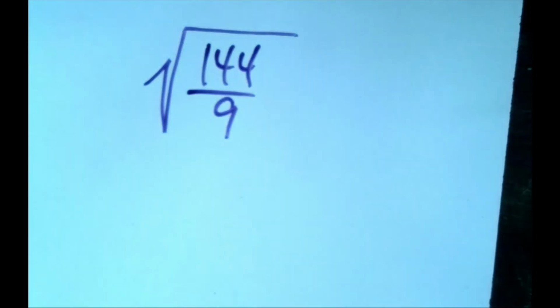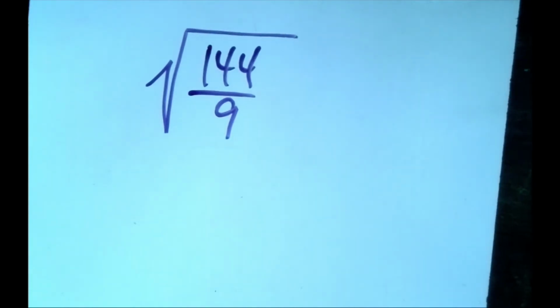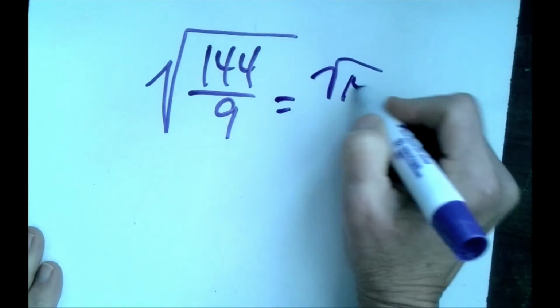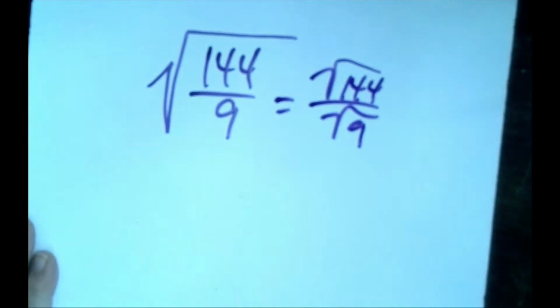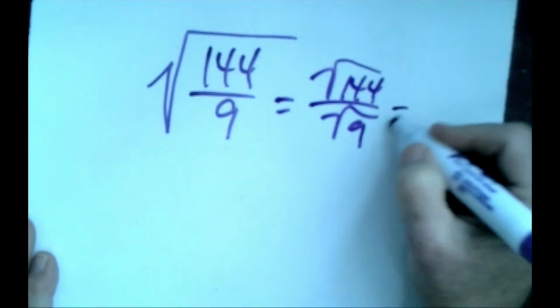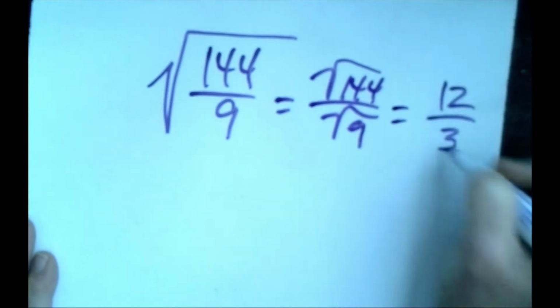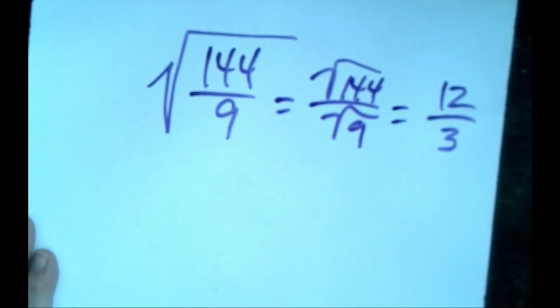Let's look at this expression. So we have the square root of 144 divided by 9. Now right away you probably recognize that both 144 and 9 are perfect squares. So we could simplify this by separating out the numerator and the denominator, and then finding the square root of each. So we would find the square root of 144 is 12, square root of 9 is 3, and now we have 12 divided by 3, which would give us a quantity of 4.